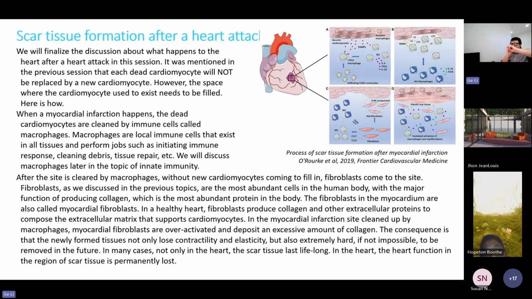some region of the heart lacks the blood supply, and if the blood supply lapse lasts longer, some of those cardiomyocytes will die. And what happened?